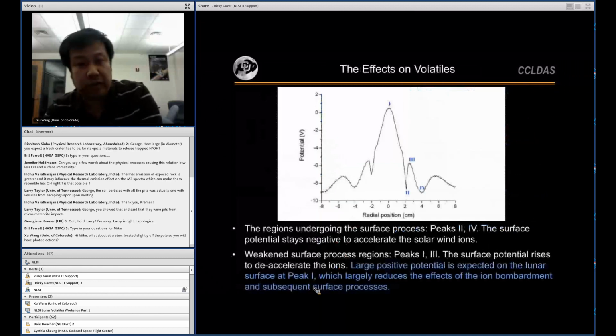So what implication does this potential distribution have for us on the lunar volatiles? Peak 2 and 4, they stay negative, so solar wind ions, the surface process undergoes there. But at peak 1 and 3, the surface potential gets more positive. It can decelerate ions, especially at peak 1. If we expect large positive potential, it can significantly slow down the solar wind ions, and therefore weakens the surface process a lot. And next, please.